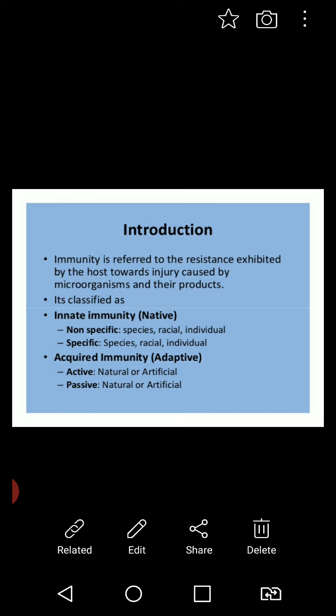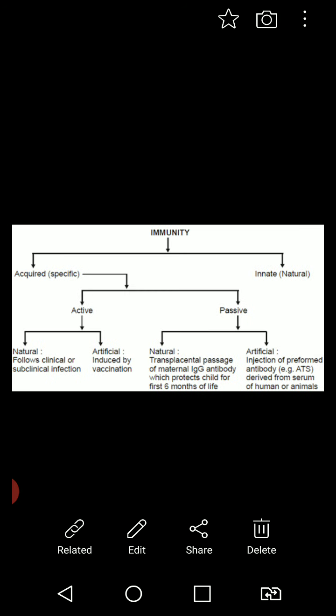Based on the types, immunity can be classified into two types. One is innate immunity and the other one is acquired immunity. What are the two types of immunity? Innate immunity and acquired immunity. Innate immunity means inborn immunity. Once again, what is the meaning of innate immunity? Inborn immunity. Acquired immunity means adaptive immunity.